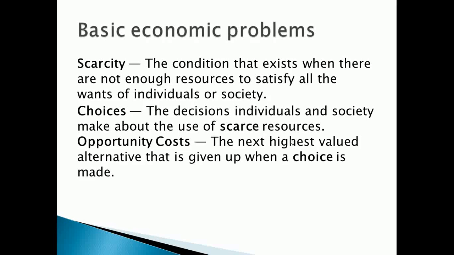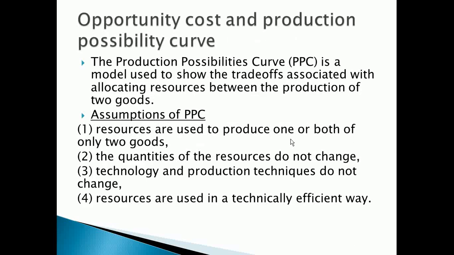There's a relationship between opportunity cost and the production possibility curve. The production possibility curve shows the trade-offs that are associated with how resources are allocated between the production of two goods. More often than not, we use the PPC to illustrate the concepts of scarcity, opportunity cost, efficiency, inefficiency, economic growth, shift, among others.